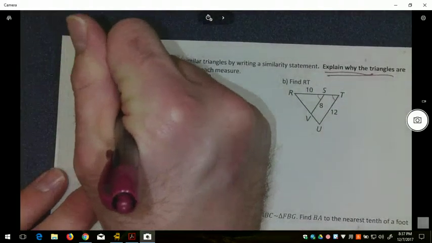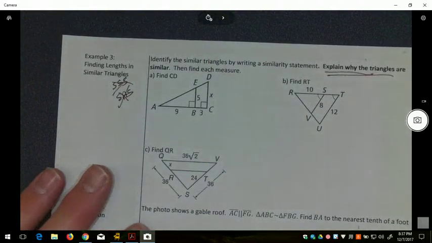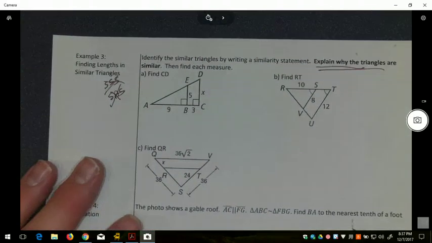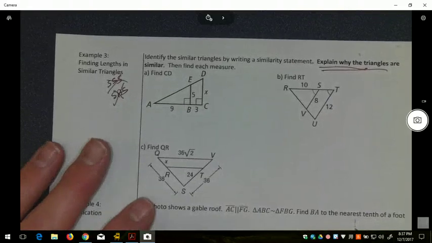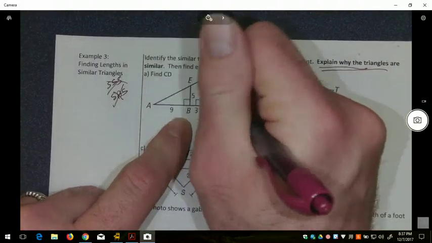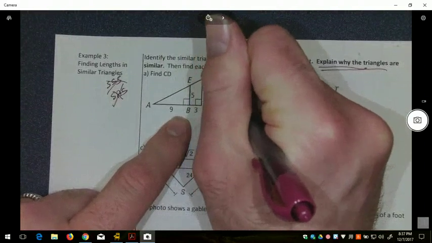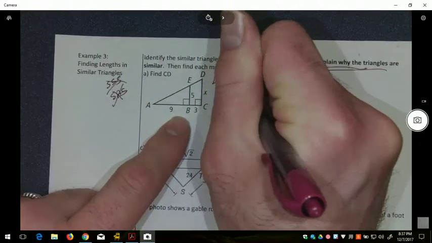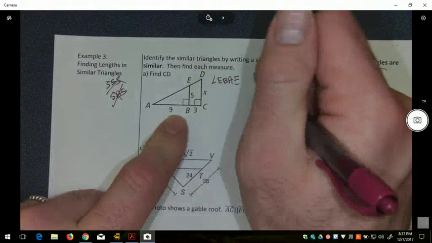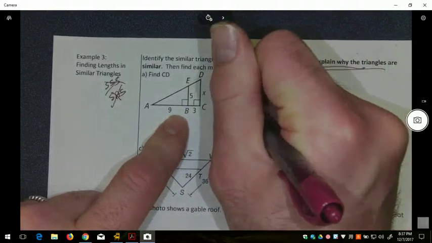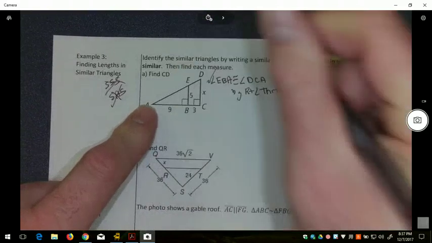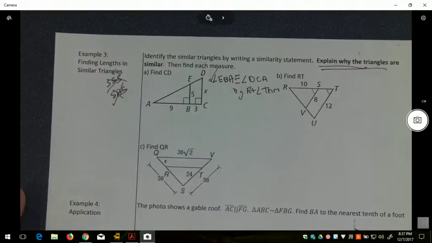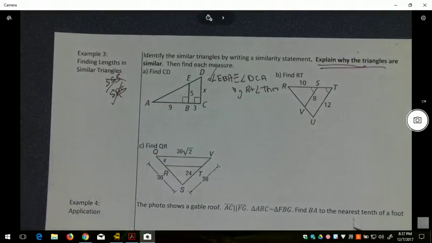So is side, side, side, because I don't have three sides on both triangles. The only thing left to say why the triangles might be similar is angle, angle. Well, obviously angle EBA is congruent to angle DCA by the right angle congruence theorem. So there's one set of angles, but I need a second set of angles.